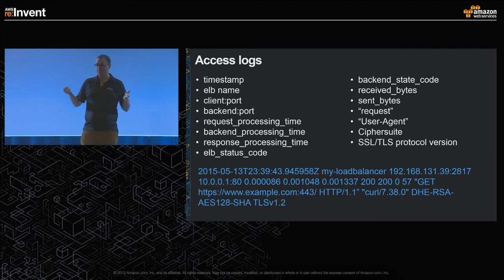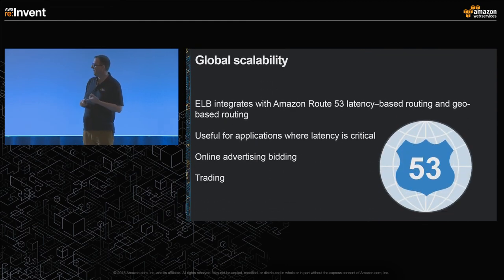If you need to scale beyond even a single region, that is something we support. ELB has integration with Amazon Route 53, our DNS service, where for very availability-critical or very latency-sensitive operations, you can use Route 53's latency-based routing, or now geographic-based routing, to take different parts of the world and send requests to different regions, and have ELBs in those regions handle them. Which is pretty neat.